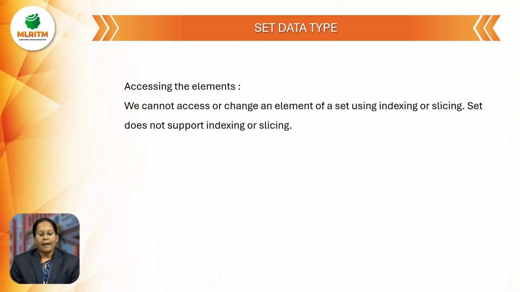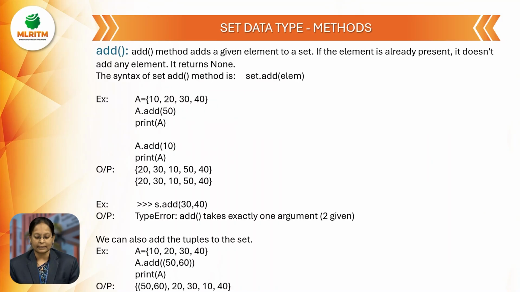Next one is accessing the elements of the set. Here set is an unordered collection, that's why it is an unordered data type. That's why we are not using any indexing and slicing method to access the set elements. So we cannot access or change an element of a set using indexing or slicing. Set does not support indexing and slicing.